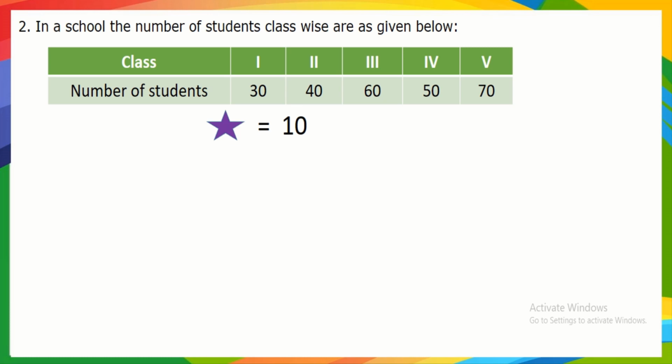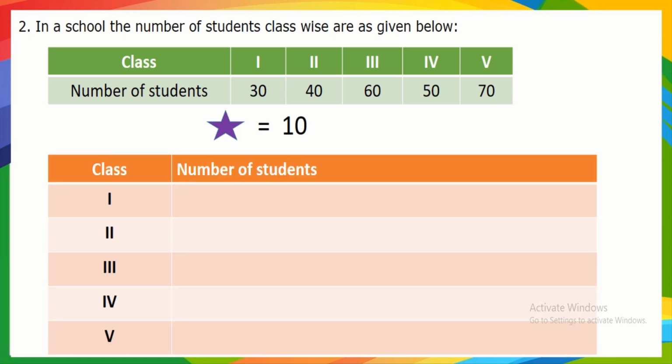Firstly, we will draw a table. In table, we will show two columns. In first column, we will represent the classes. In second column, we will represent the number of students.